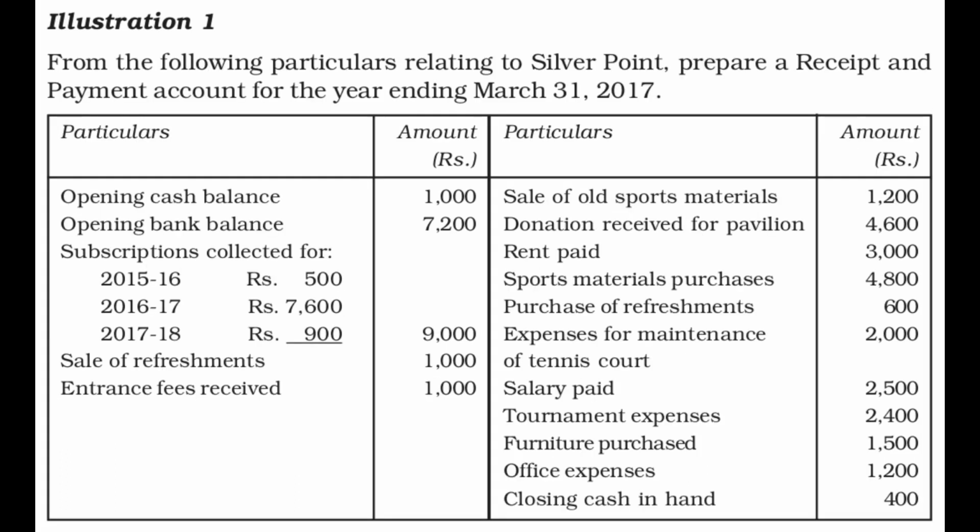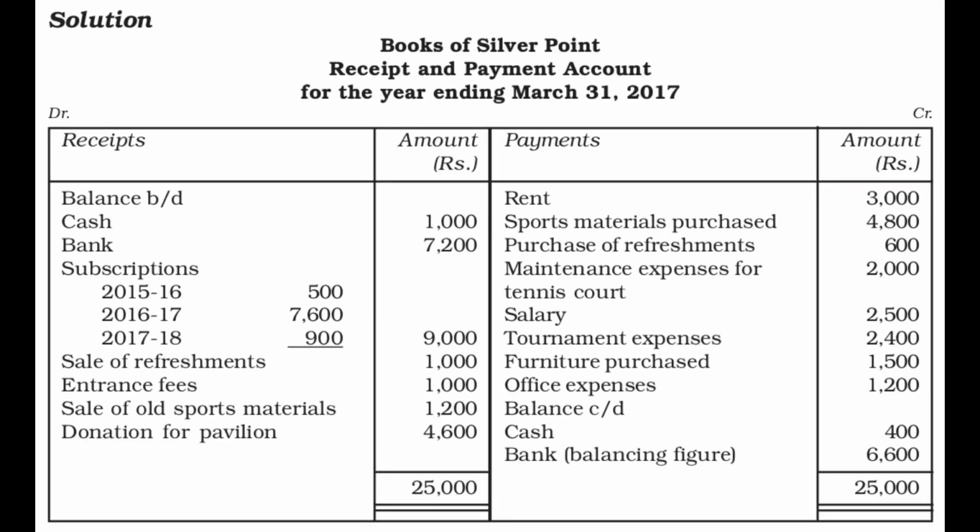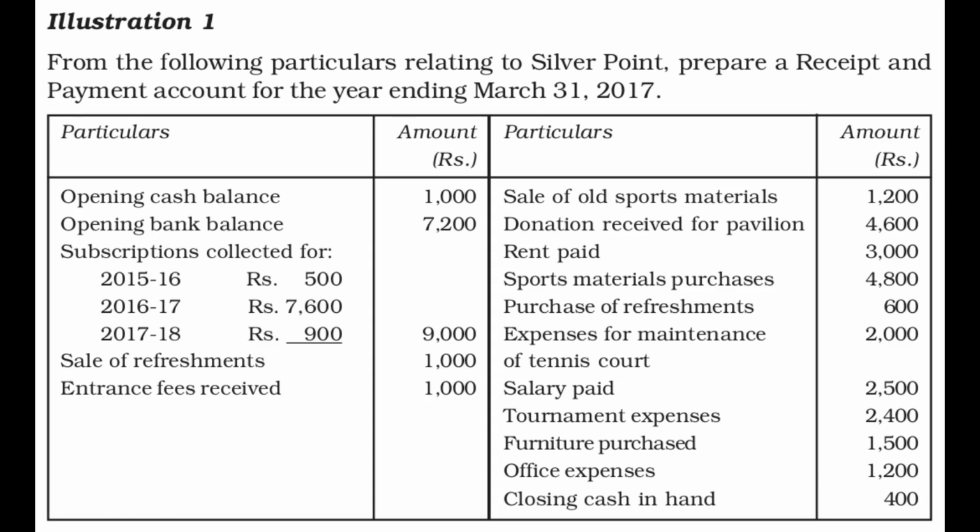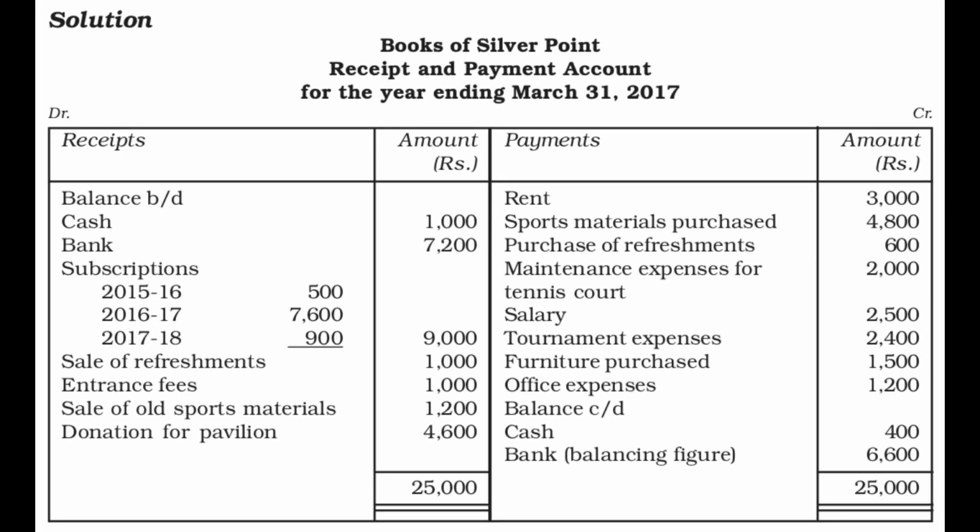The first item is opening cash balance, rupees 1000. Opening cash balance is taken on the debit side or receipt side of the receipts and payments account. Writing balance brought down, cash, rupees 1000. Next, it is opening bank balance. It is also taken on the receipt side of the account under balance brought down, bank, rupees 7200.